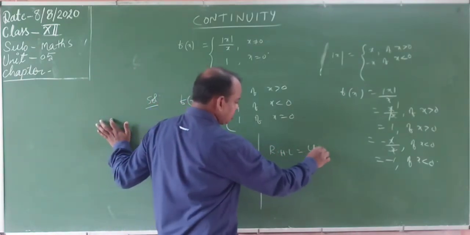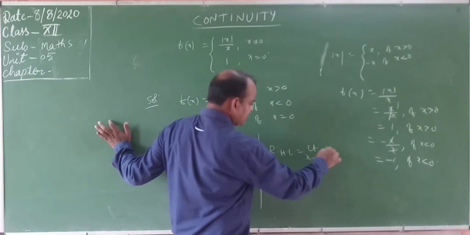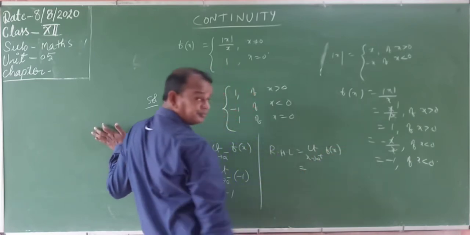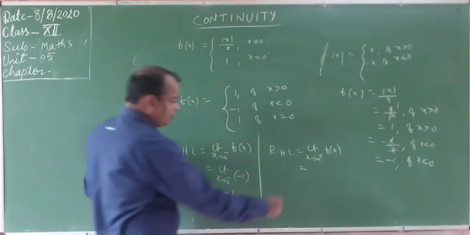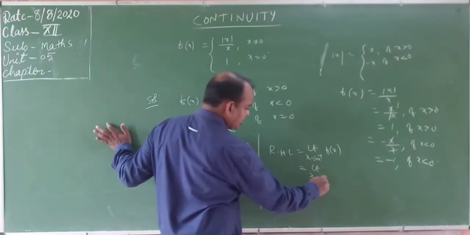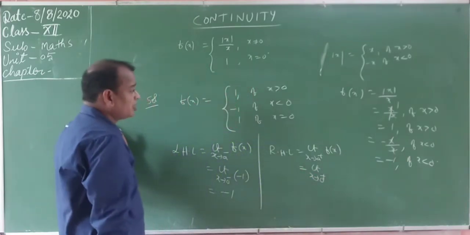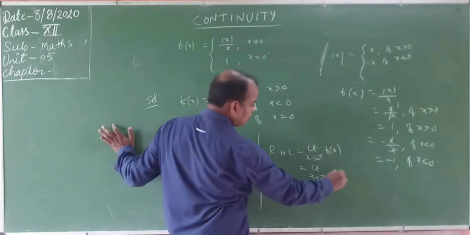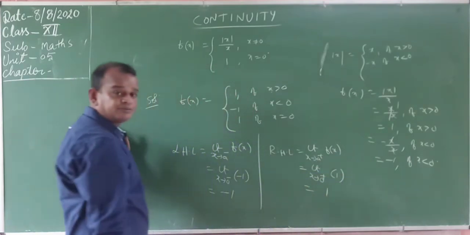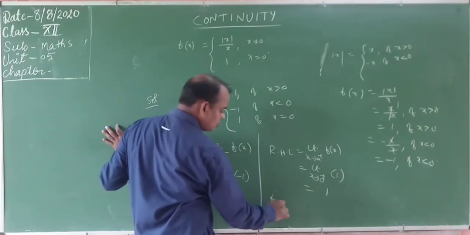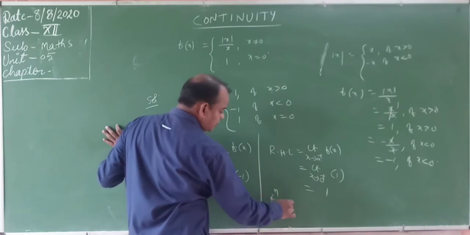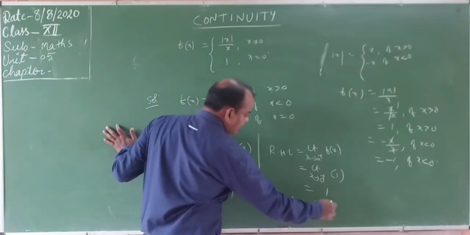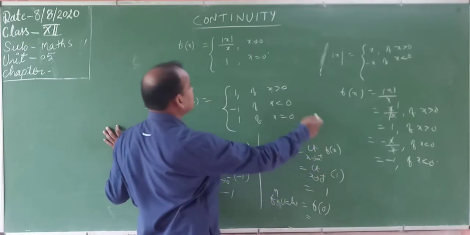What is the formula of RHL? Limit x tends to a plus f of x. Limit x tends to a plus means 0 plus. 0 plus means more than 0. More than 0 means what is the value? 1. Limit of 1 is 1. Now function value. Function value is equal to f of a, exactly 0. f of 0, how much is given?